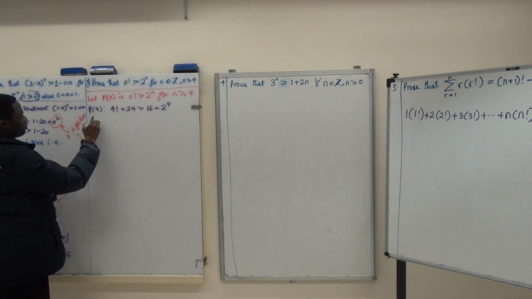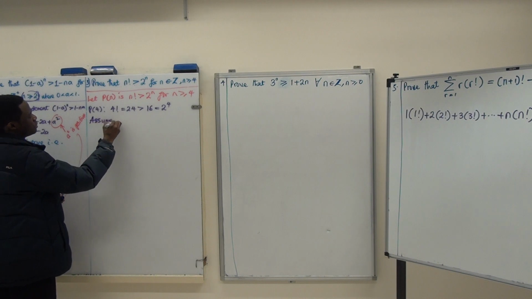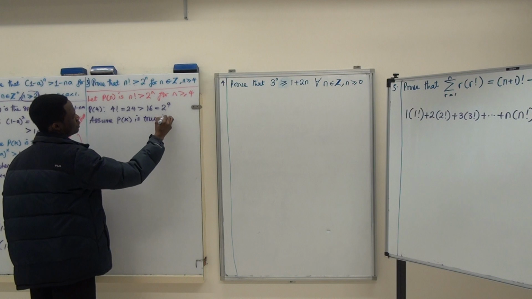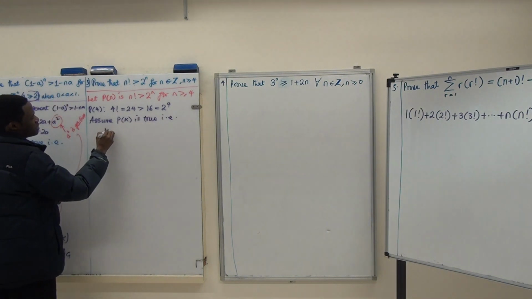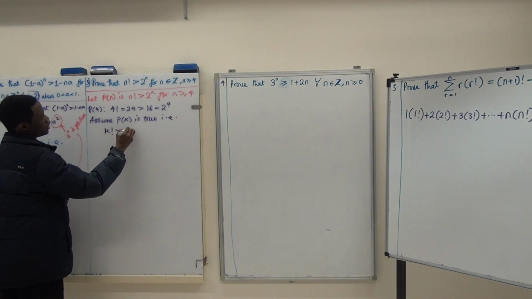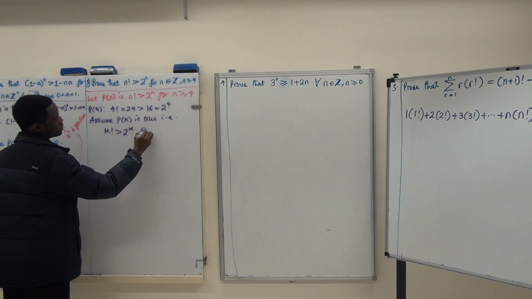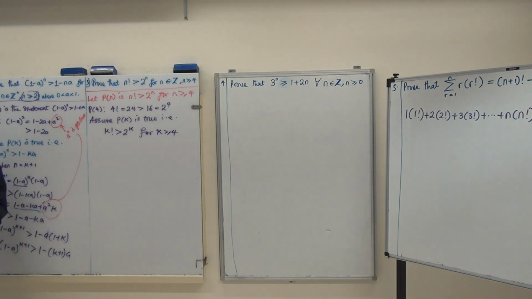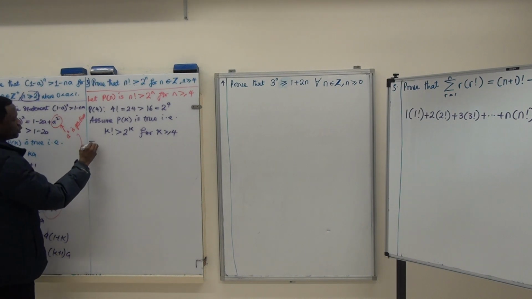So we're going to assume Pk is true. Assume Pk is true. What does that mean? It means k factorial is greater than 2 raised to the power k. Of course, k must be greater than or equal to 4 as well. The condition is also binding on your inductive hypothesis. Am I making sense?